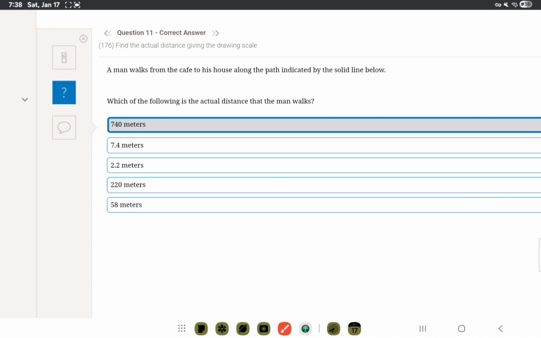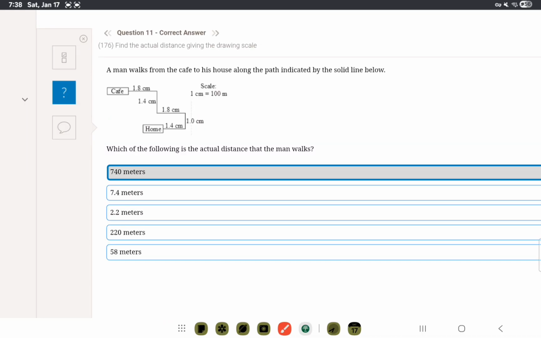Question 11. Add these all and then multiply by 100. So 1.8 plus 1.4 plus 1.8 plus 1 plus 1.4, multiplied by 100, you get 740.